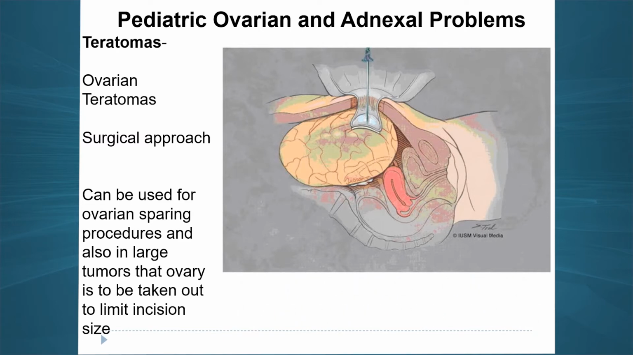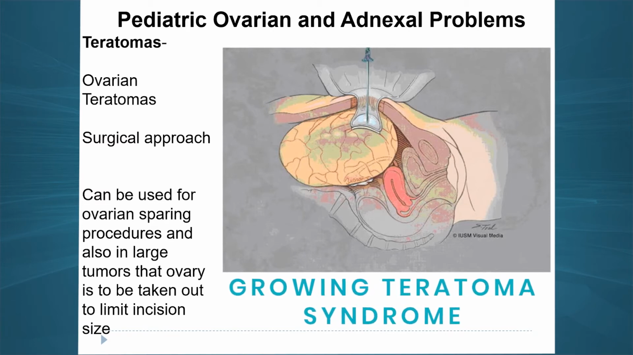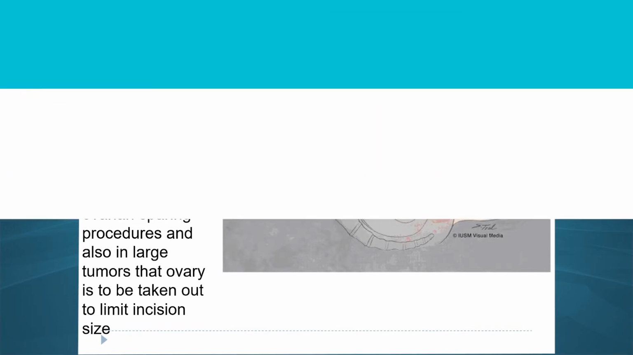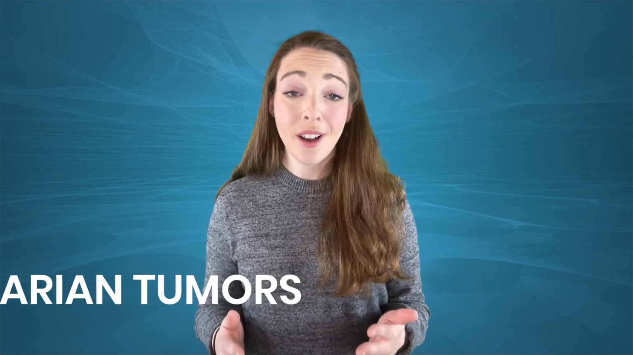around anything because you can get something called growing teratoma syndrome, which can be a real problem, where you just get teratoma throughout the abdomen and it continues to grow and it's not responsive to chemotherapy. So you can try to ovarian spare, you can limit your incision size, both laparoscopically and open, by doing these techniques.